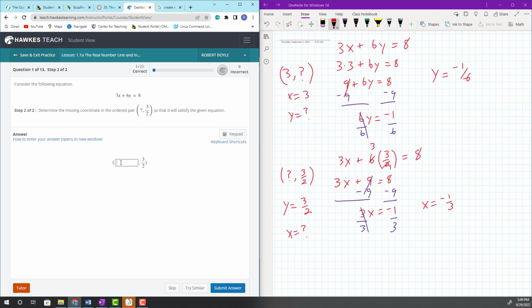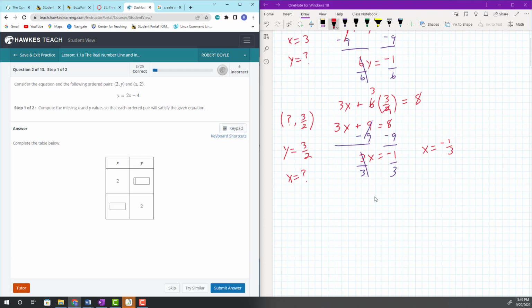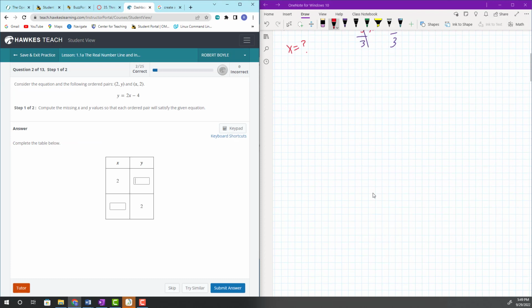Over here, fraction, negative 1, tab, 3, and let's hope this is right. It is. Okay, we can move on to problem 2. Now here we have once again an equation in standard form, and we need to fill out this table. Oh, actually, not correct. Stand corrected. My equation is in slope-intercept form. We have y is equal to 2x minus 4.